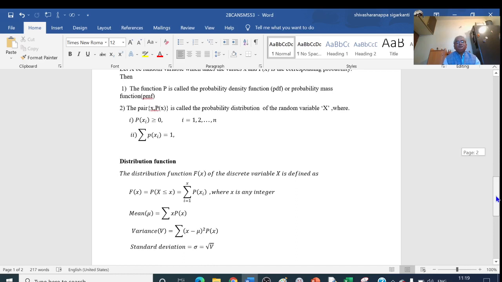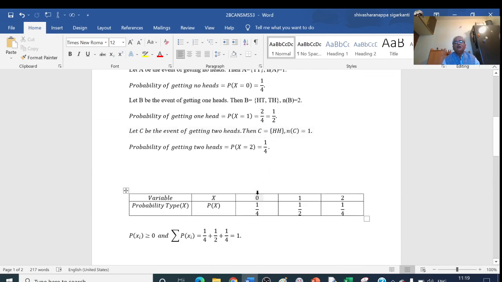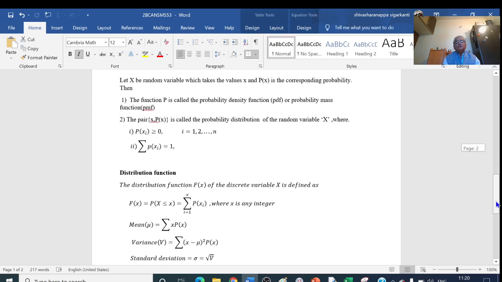After finding mu, to find the variance we have to go for sigma of x minus mu whole square into p of x. Suppose I get some value for mu, then we go here. This is our x. x minus mu square into p of x for x equal to 0, plus, for x equal to 1, 1 minus mu square into p of 1, and now x equal to 2, plus 2 minus mu square into p of x, that is 1 by 4. So this gives the variance.